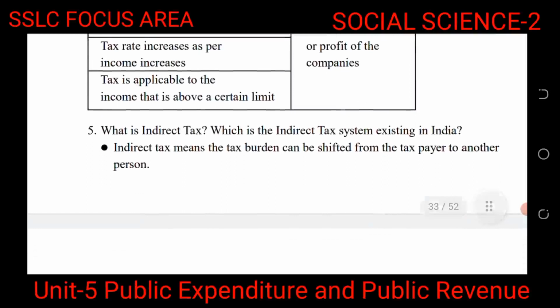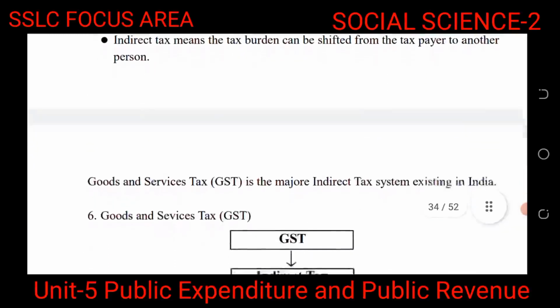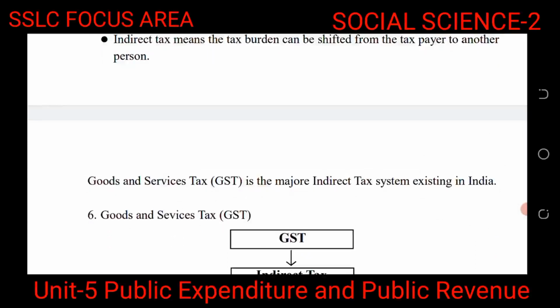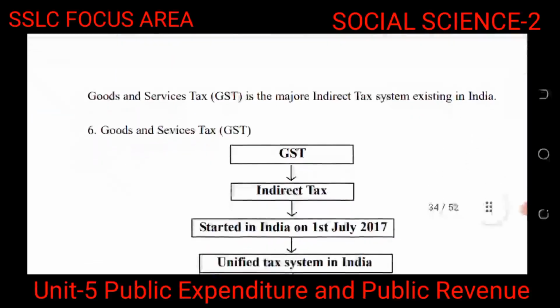Then next we have to discuss indirect tax. What is indirect tax? And which is the indirect tax system existing in India? Indirect tax means the tax burden can be shifted from the taxpayer to another person. And here in India, it is goods and services tax, known as GST. GST is the major indirect tax system existing in India.